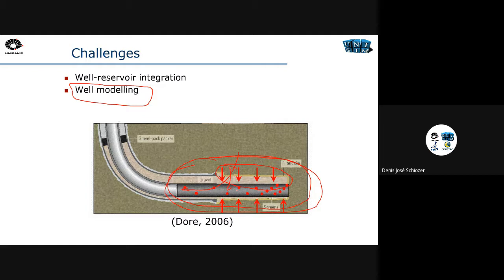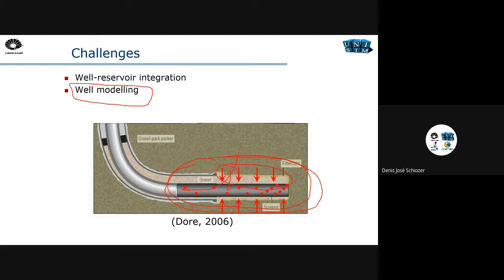That's why we have to concentrate a lot of attention in the well modeling. Of course, the well modeling is less critical when we have data. For example, when we have a well that's already existing and we have a well test and dynamic data, then we can calibrate the well model. That is not so complex.